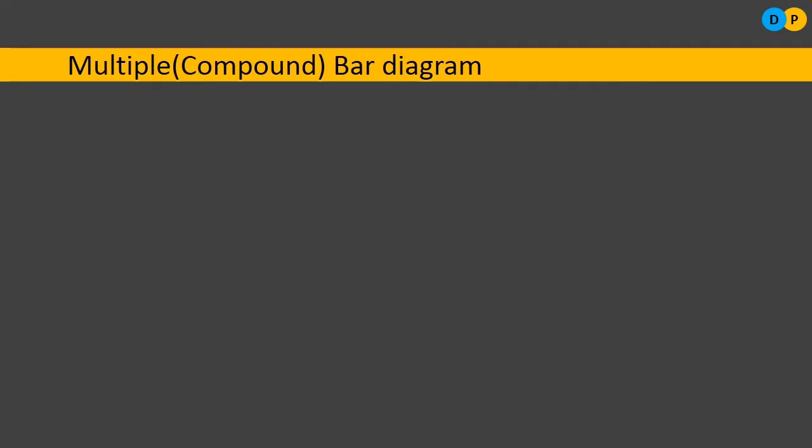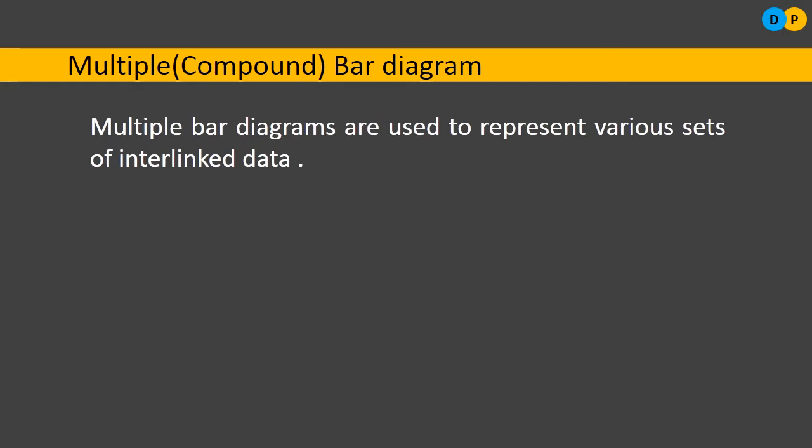So then we cannot go with simple bar diagram, because the simple bar diagram will take into consideration one item. One item will be studied, and it will be differentiated at different time periods or different time series. But here in multiple bar diagrams, it is used to represent various sets of interlinked data. So if you want to study various sets of interlinked data, then multiple bar diagram will be used.